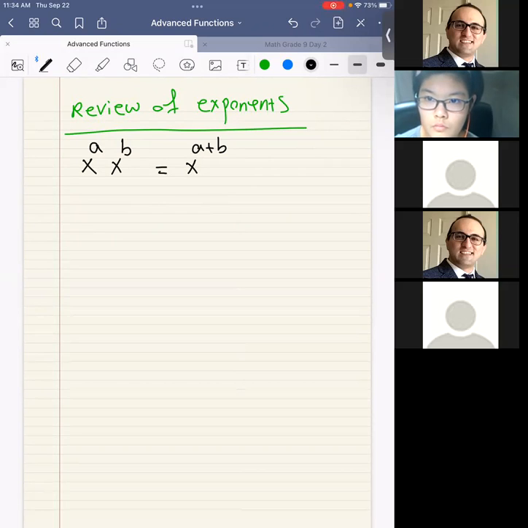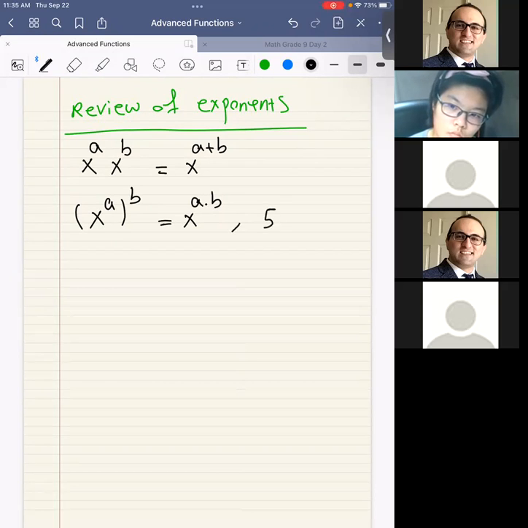However, if you had something like x to the power a, then to the power b, that is a power of a power. So that would be equal to x to the power a times b. For example, 5 squared to the power 3 would be 5 to the power 6.